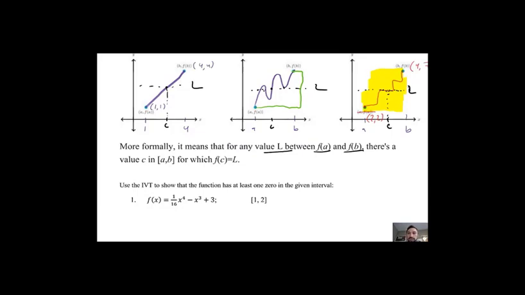At this x value, it has a y value of L. At this x value of c, it has a y value of L. And at this x value of c, it has a y value of L. So same thing that I said, just a little more formal definition.